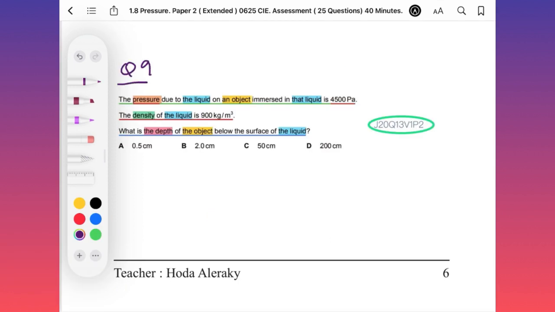Question 9, we have here the pressure due to liquid on an object immersed in liquid is 4,500 Pascal. The density of the liquid is given. What is the depth of the object below the surface of the liquid? Back to the equation, the pressure difference is equal to rho g h. So you have to substitute, check you have consistent units. 4,500 Pascal, density in kilogram per cubic meter.